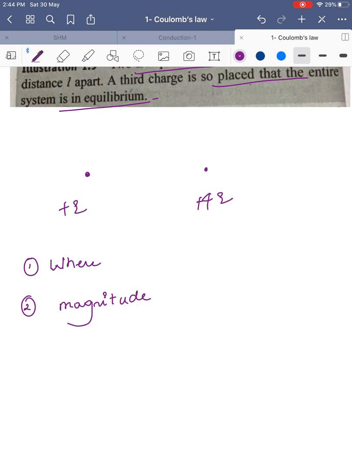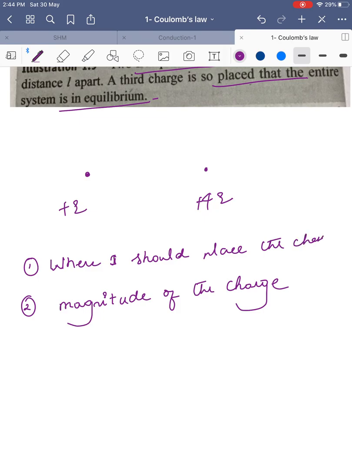What is the magnitude of the charge? Where should I place it? Where should I place the charge? And what is the magnitude of the charge?